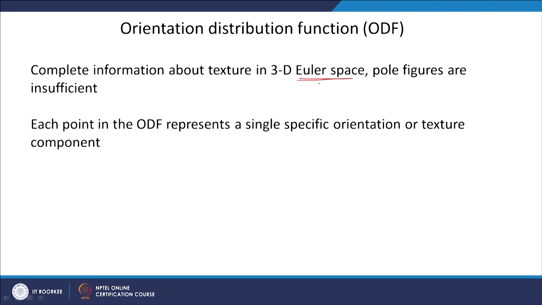So, some drawbacks which are there with the pole figure can be solved using an orientation distribution function, the ODF. That is the depiction of orientation in a three dimensional Euler space. We will see what we mean by Euler space or Euler angles. Because our pole figures do not give sufficient information, the ODF is used. Each point in the ODF represents a single specific orientation or texture component.